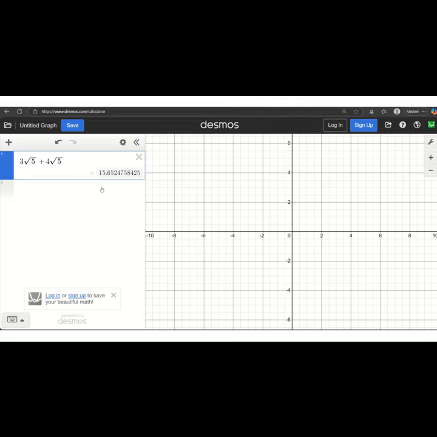Now, to illustrate this on Desmos, we're going to use the example 3 square root 5 plus 4 square root 5. Now, we can see from Desmos that the decimal approximation of that expression is 15.65247, and so you can see that that's what it is approximately equal to.